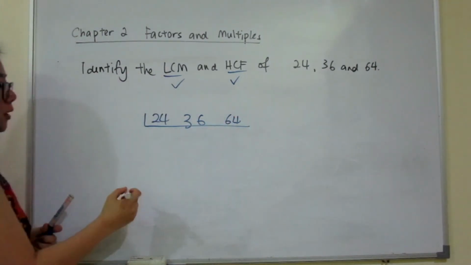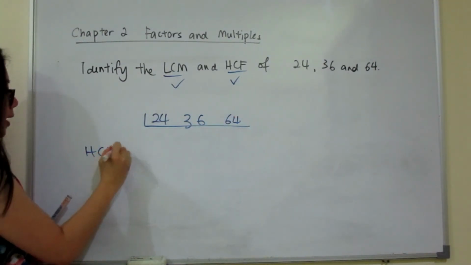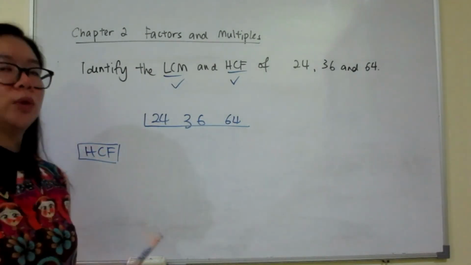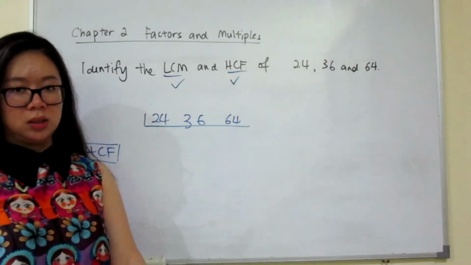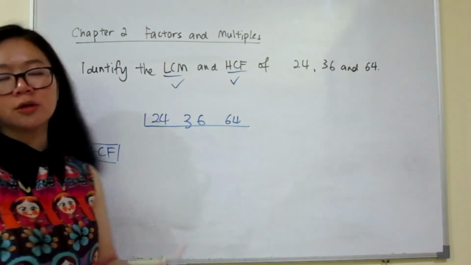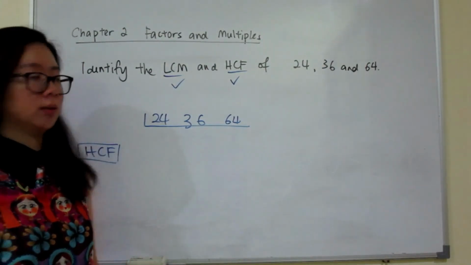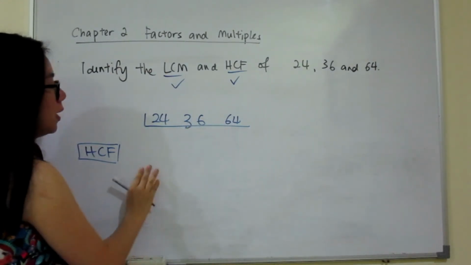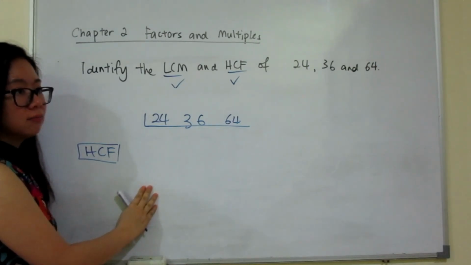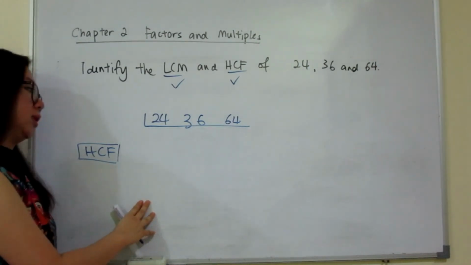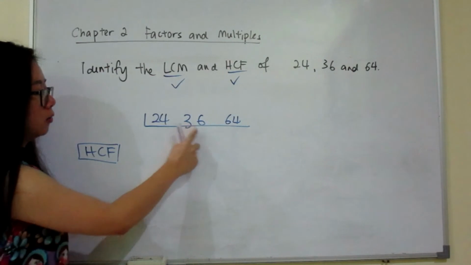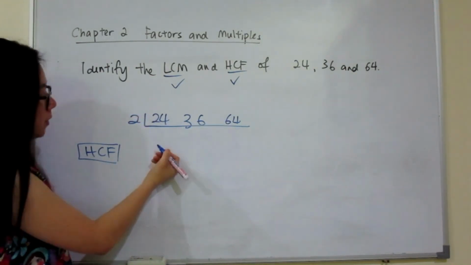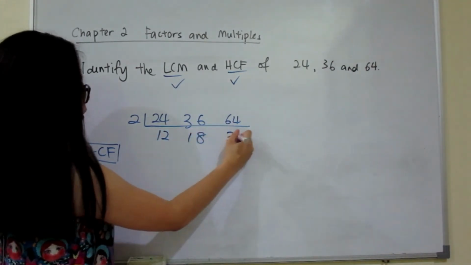So let's determine the HCF for all these 3. Okay? So let's divide them until we cannot divide further. Means all 3 of them cannot be divided by the same number anymore. Okay, that's where we stop. So 24, 36, 64, let's divide. If you cannot think of a number, just try 2, because all 3 of them are even numbers. So let's try 2. So 24 divided by 2 is 12, this one is 18, this one is 32.